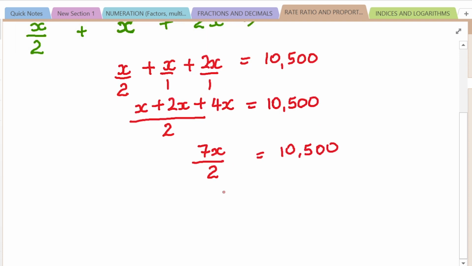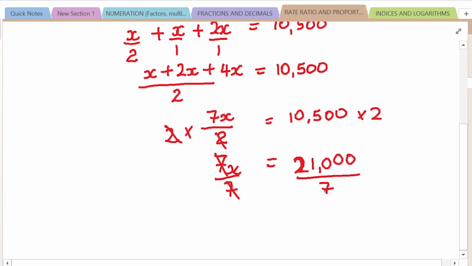So moving on, this becomes, multiply 2 on both sides. This goes with that, we shall remain with 7x, giving us. So of course from here, we shall go ahead and find the value of x by 7 over 7, that is 3,000. So we have 3,000.